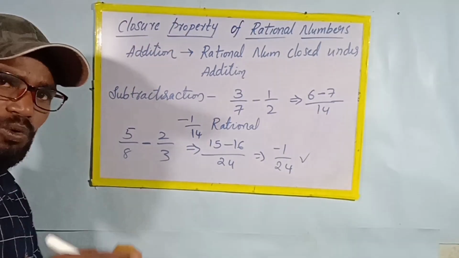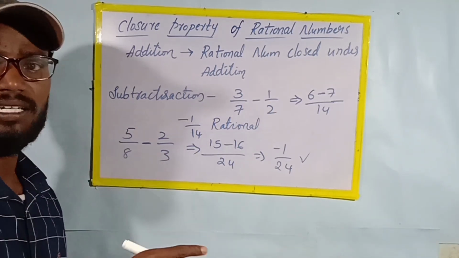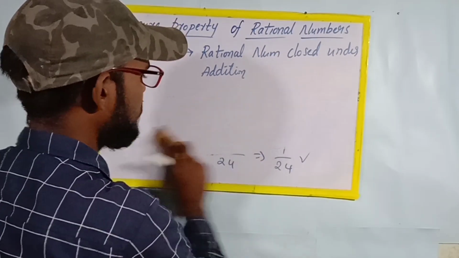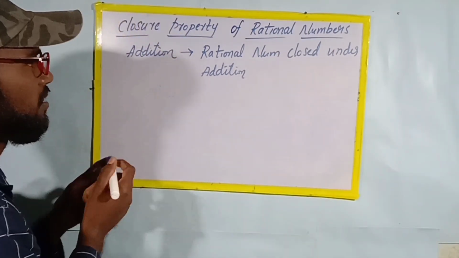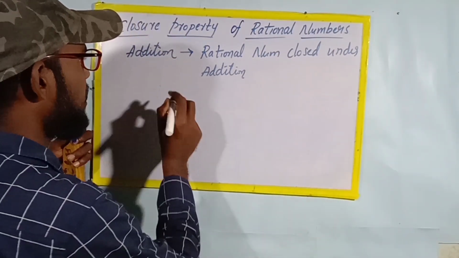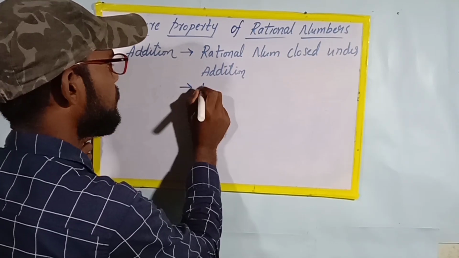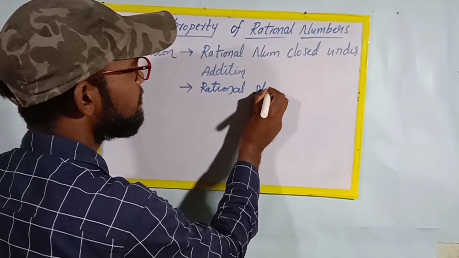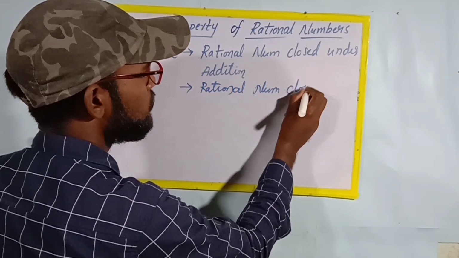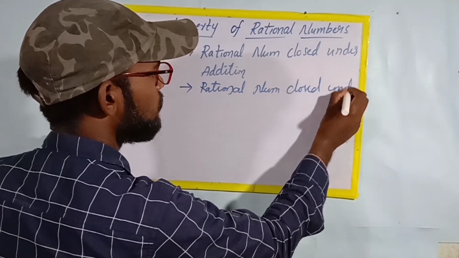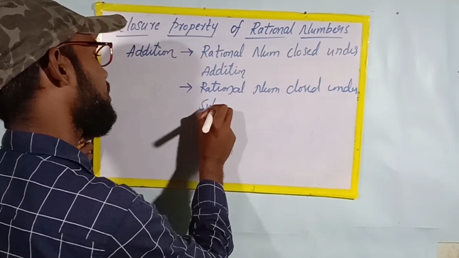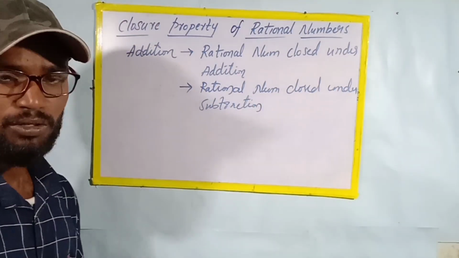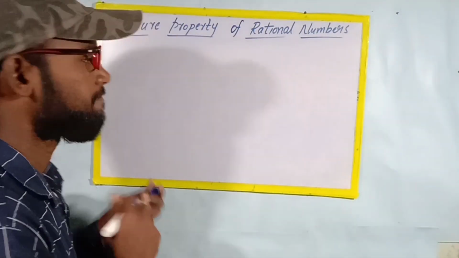Subtraction of any two rational numbers gives again a rational number. So rational numbers are also closed under subtraction. Okay, everyone clear? So rational numbers are closed under subtraction, multiplication.